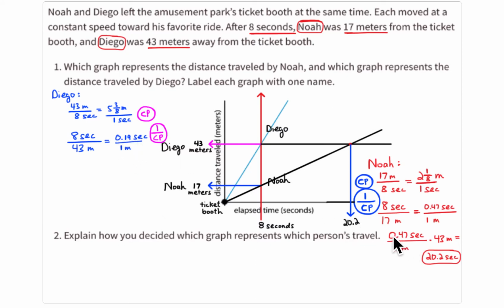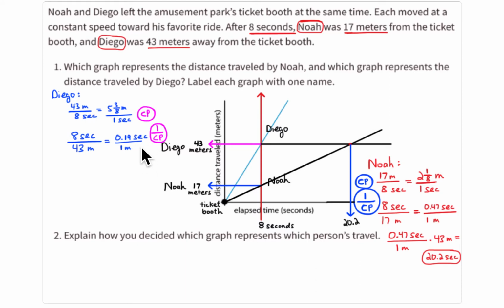Notice over here is about 1/2 of a second. 1/5 of a second is less time to travel 1 meter, so he's moving faster. So this is the reciprocal. So it's 43 meters per 8 seconds. The reciprocal of that is 8 seconds per 43 meters. That's going to give you Diego's pace.